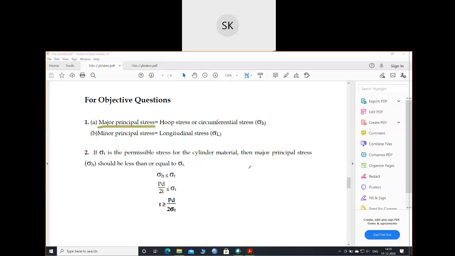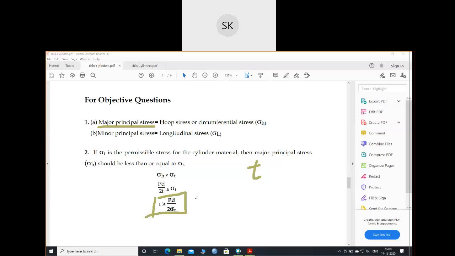Sometimes they might ask you what should be the thickness of the cylinder so that your cylinder doesn't fail. They will give you some permissible stress. Permissible stress means up to this much stress we can allow in a cylinder; it will not fail up to this stress. So this line says that your hoop stress sigma h should always be less than or equal to the permissible stress. If you place the formula in this way, you will find this.